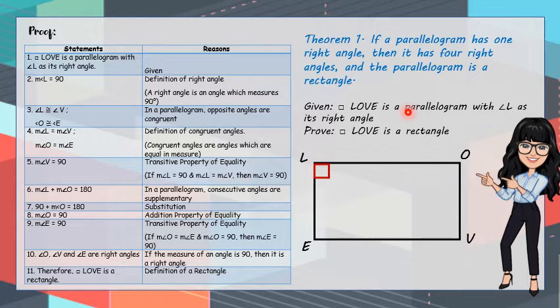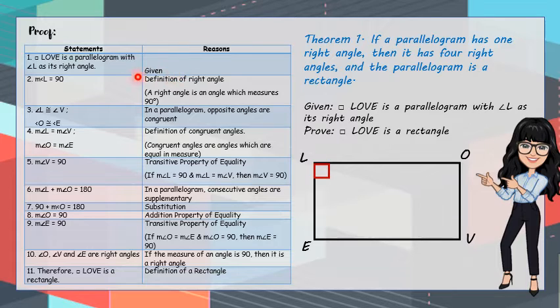So, our given is LOVE is a parallelogram with angle L as its right angle. So what supports that statement? How can you say that LOVE is a parallelogram and it has a right angle at angle L? So we have here the given. The reason for that one is given. So we start with the given statement and the reason, which is the given.